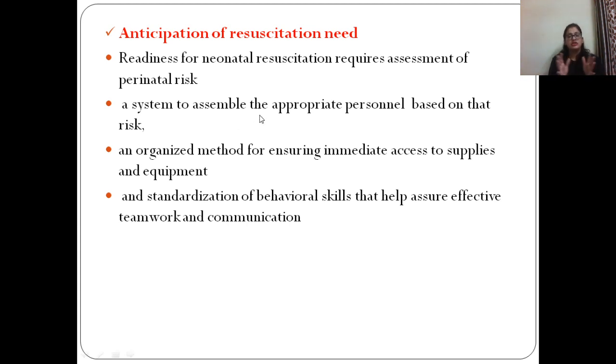So basically, there should be a system to assemble the appropriate personnel, and at least one trained personnel should always attend delivery, even for normal deliveries. But if you're anticipating any complications already, then additional personnel may be present who are trained in endotracheal intubation and in administering medications.